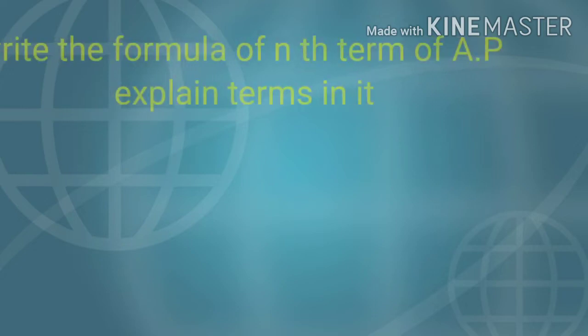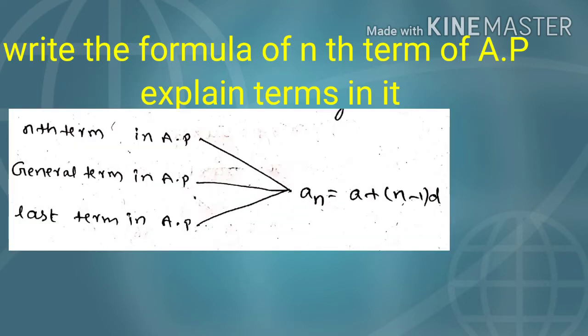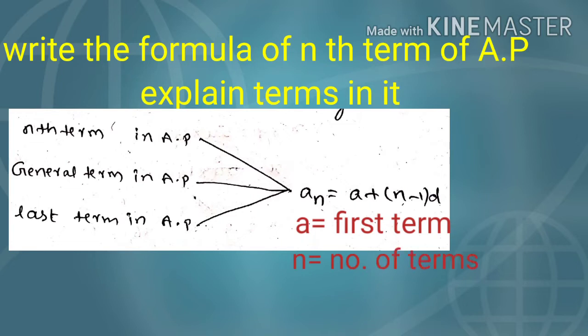Write the formula of the nth term of AP. Explain the terms in it. Here is the formula: an is equal to a plus (n minus 1) into d. Here a is equal to the first term, n is equal to the number of terms, and d is equal to the common difference. First term, number of terms and common difference.